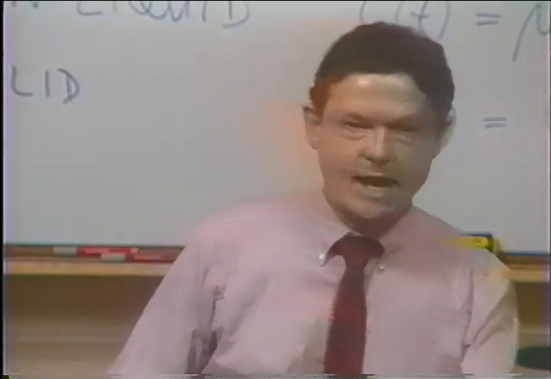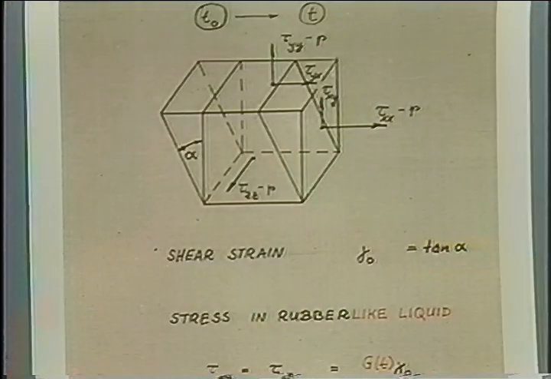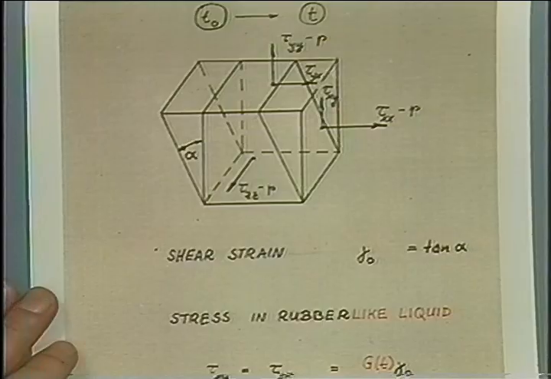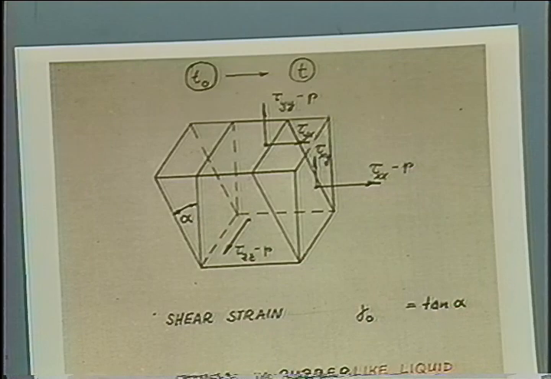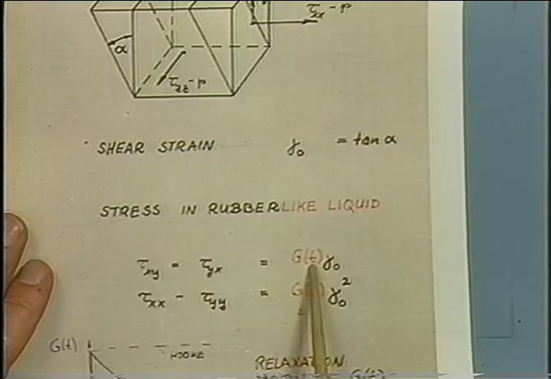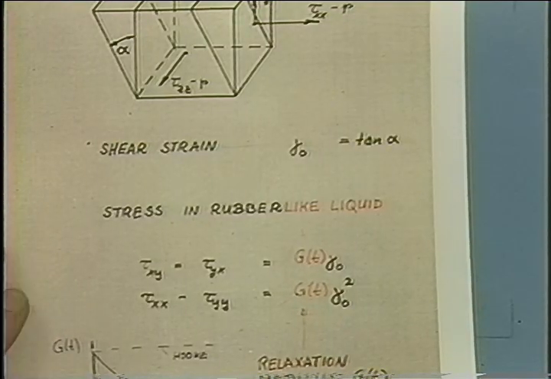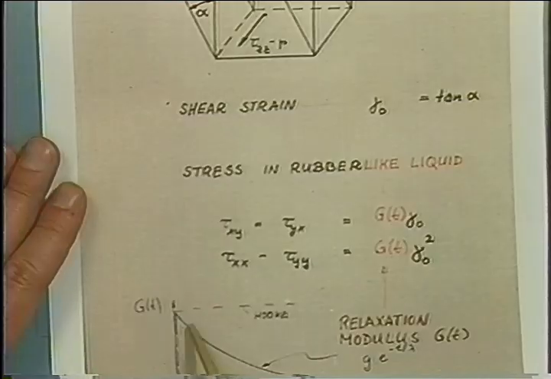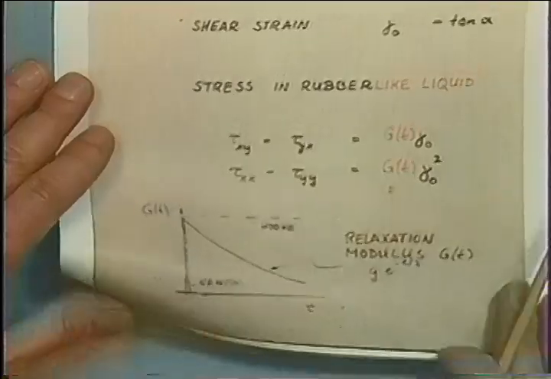Remember, we looked at a material in a shear strain. This is our little material element exposed to shear strain, which is given by the tangent of this angle, and the response, the material function, was just the relaxation modulus. The shear stress was proportional to the shear strain, and the coefficient was this relaxation modulus. And this relaxation modulus for a viscoelastic liquid was a decaying function in time. We talked about this when looking at material functions.